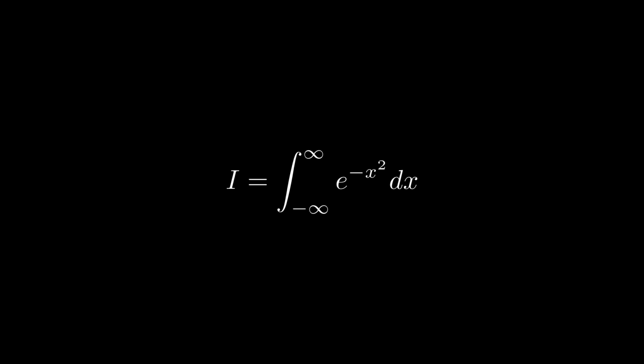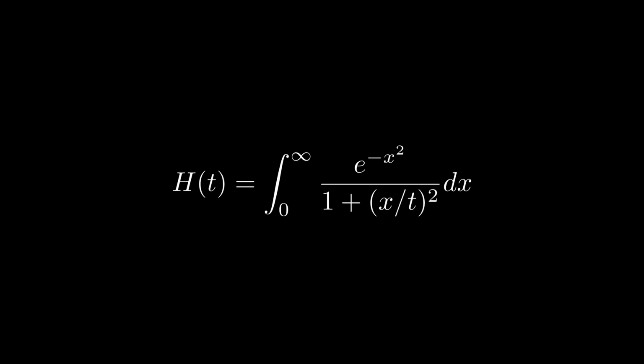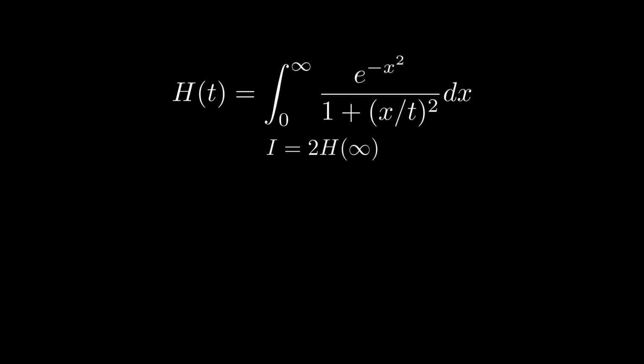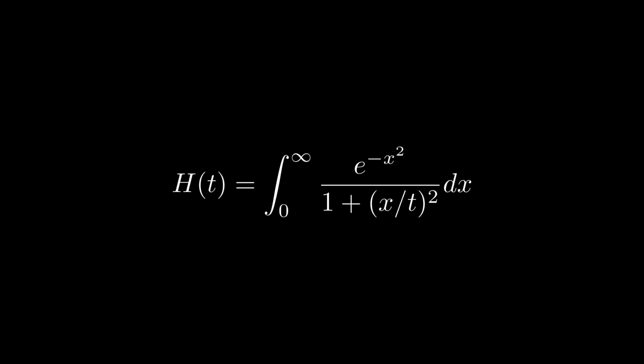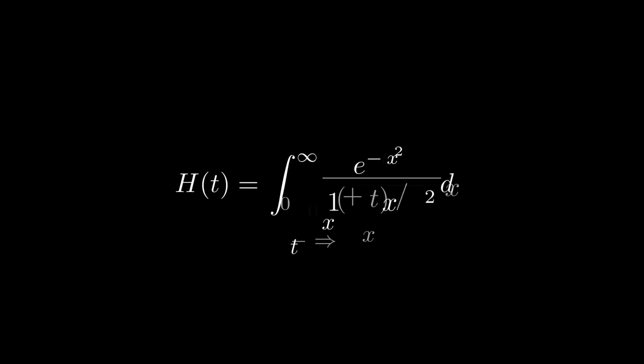Now, let's apply Feynman's technique to the Gaussian integral. As before, we compute the right half of the integral and call it h. The key step is to create an artificial denominator such that 2 times h(infinity) is our original integral. We can perform a substitution to replace x over t with x. We pick up an extra t outside of the integral.